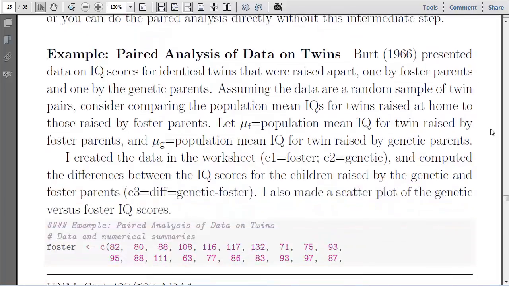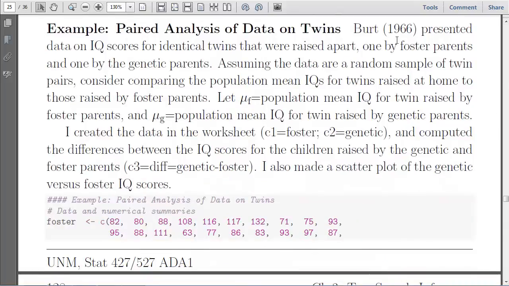All right, so let's take a look at an example where we're testing the IQ, the intelligence quotient, for identical twins who, if you can believe it or not, were raised apart. One of the twins was raised by their genetic parents, and the other went to foster parents. Now, I actually don't recall the data story for this, but there must have been a really serious issue to separate twins, to raise one with foster parents, and have one of the twins also raised by the genetic parents.